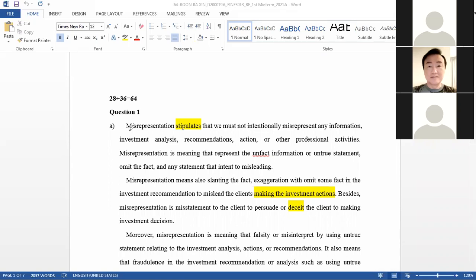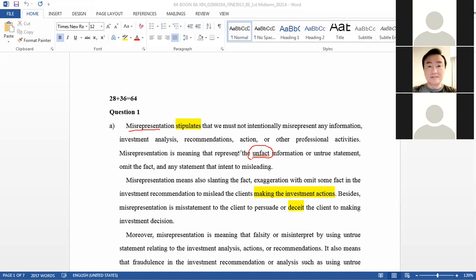Okay, misrepresentation doesn't stipulate. It is the standard that stipulates. Right. So, understand? Right. So if you want to write misrepresentation, it implies, you can do that. Right. You can see here.